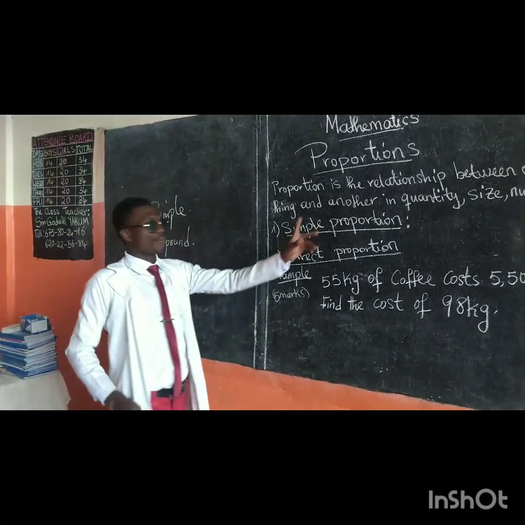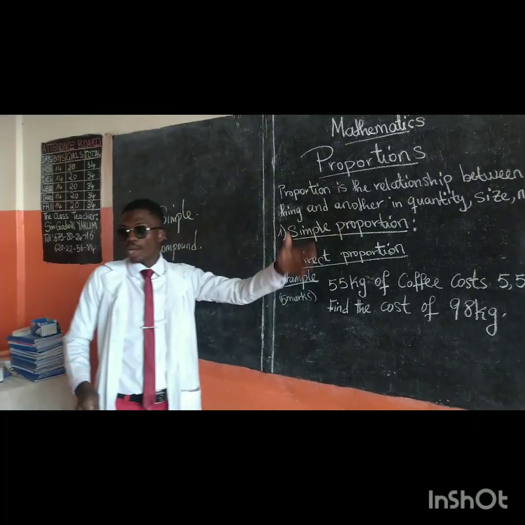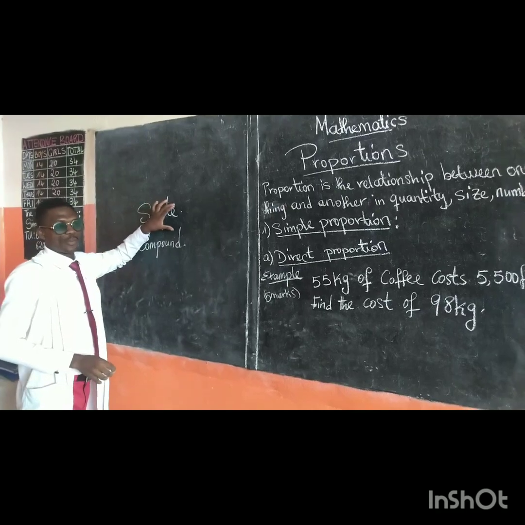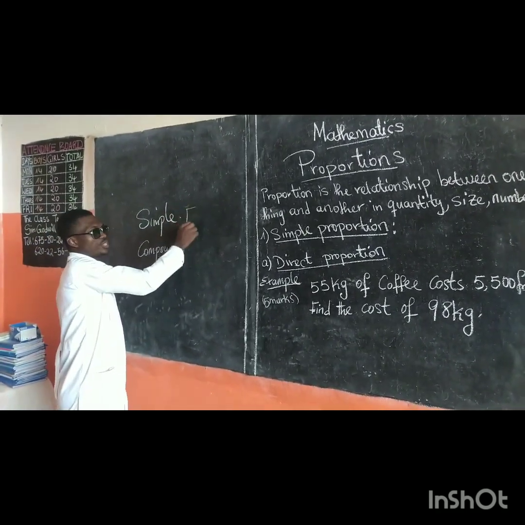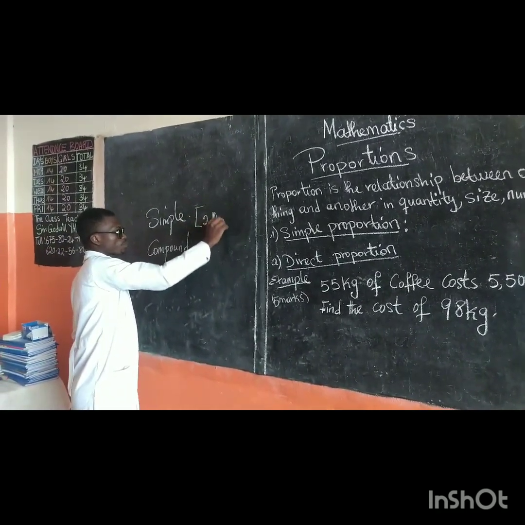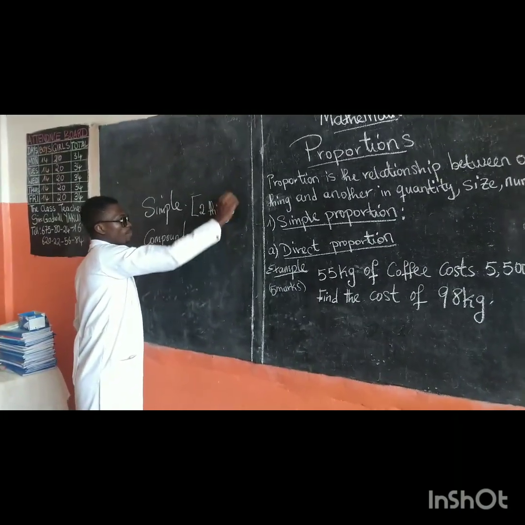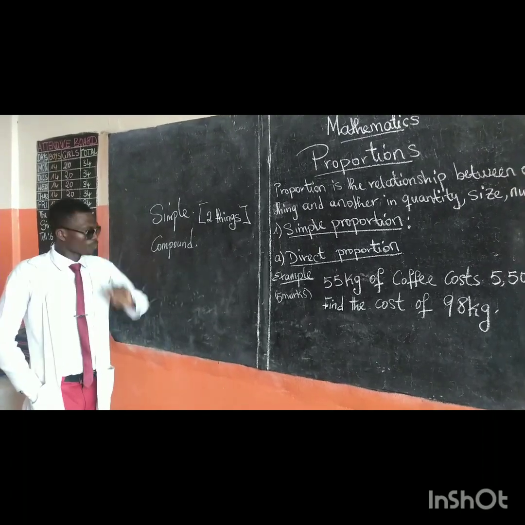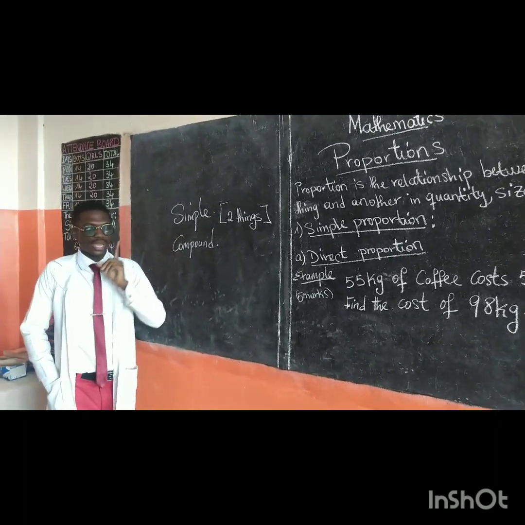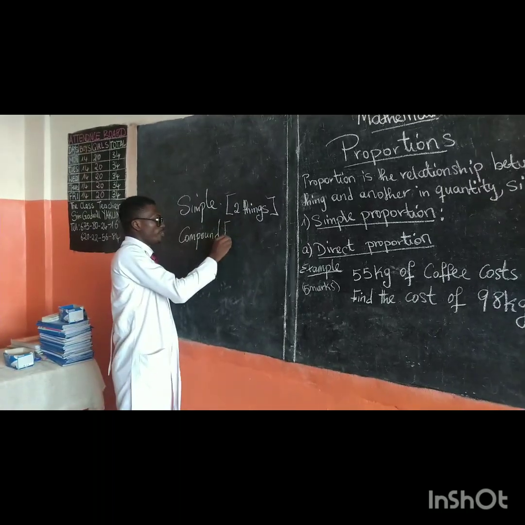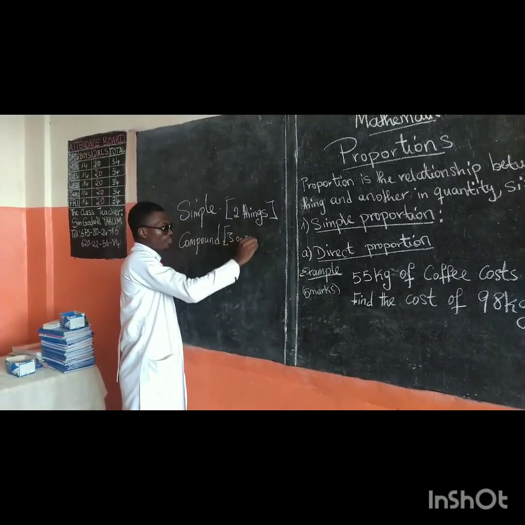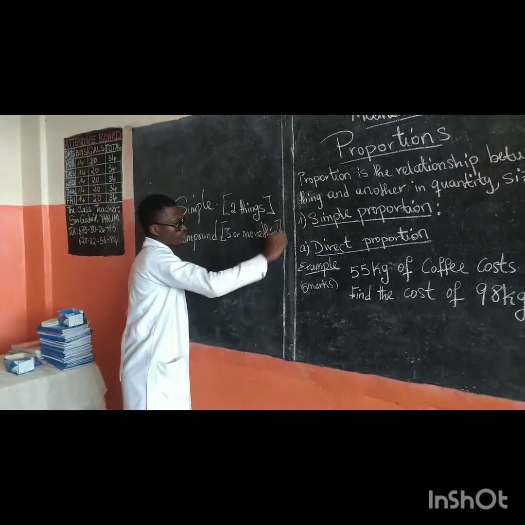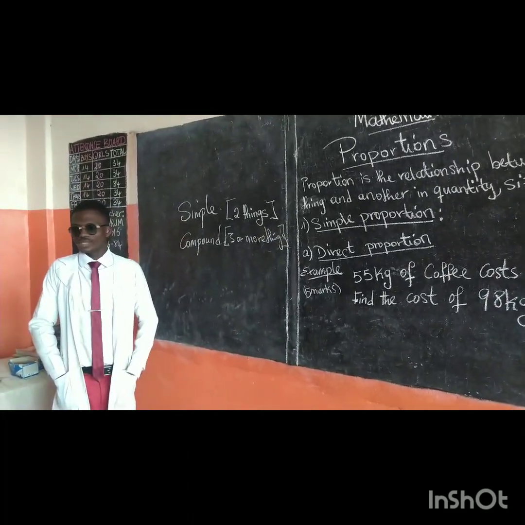Now, simple proportion is the relationship. Remember, I said proportion is the relationship between one thing and another thing. Is that okay? Yes, sir. And now, simple proportion is the relation between two things. Is that okay? Yes, sir. Meanwhile, compound proportion is the relation between three or more things. You understand now? Yes, sir.